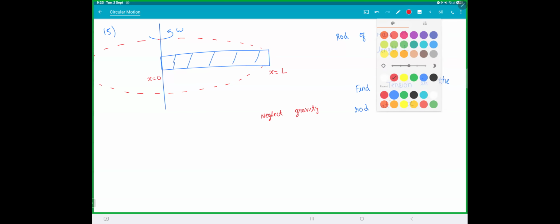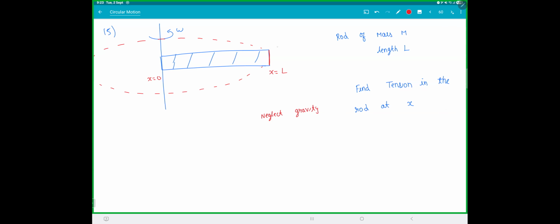I'll just give you something here. This is a free end. Free end meaning there's nothing connected here. So if nothing is connected there, you cannot have any tension there. Because how do you find tension? We cut it there. So what is there on the right side? Nothing. So there'll be no force. So you can keep that in mind. So the free ends have zero tension.